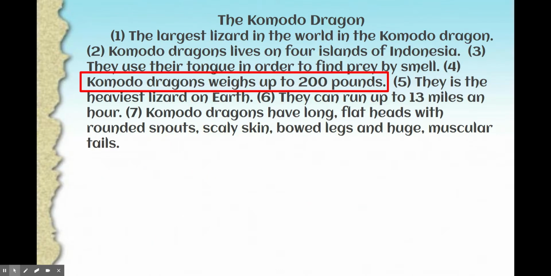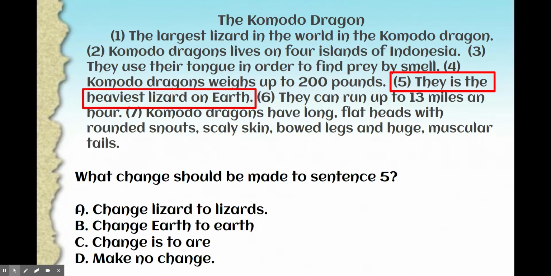All right, looking at our paragraph, the Komodo dragon, we are going to be looking at what change should be made in sentence 5. So sentence 5 says, they is the largest lizard on earth. So what change should be made to sentence 5? You should have chosen C, change is to are. They is plural, and so we have to go with the plural form of the verb, are. They are the heaviest lizard on earth.